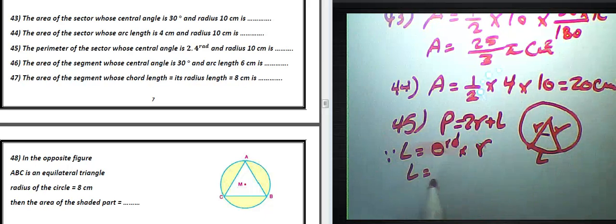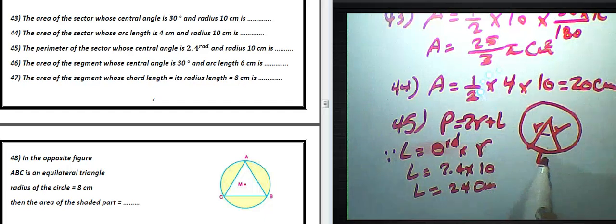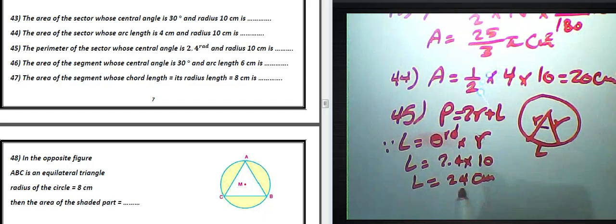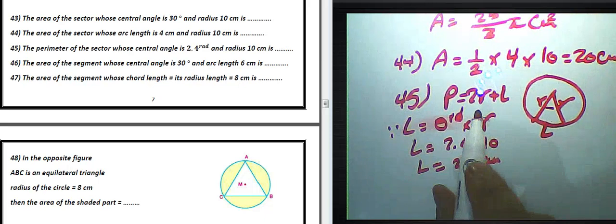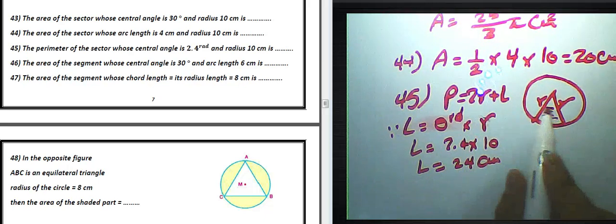Okay, we can find the length of the arc using theta in radians. He gives us 2.4 and the radius was 10, so the length will be 24 centimeters. That is the length of this arc. Then you can find the perimeter: 2 multiplied by the radius plus the arc length. It's the perimeter of this sector.